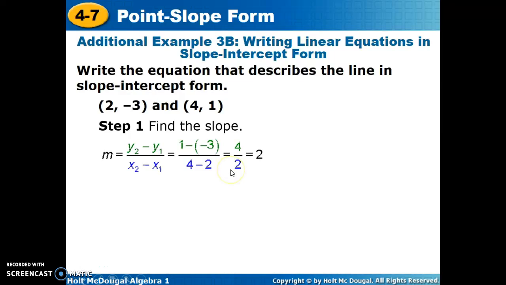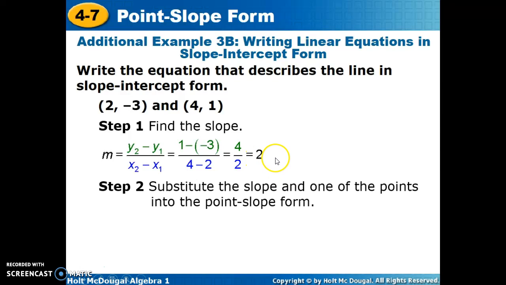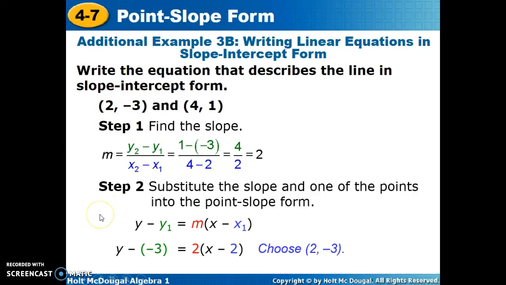So we're going to have to use our slope formula to first find the slope, and that's y2 minus y1 over x2 minus x1. Simplifying, we see our slope of 2. We can substitute either one of the points. We're going to use the 2, negative 3, and y minus that y value, y minus negative 3, our slope that we found, x minus our x value.